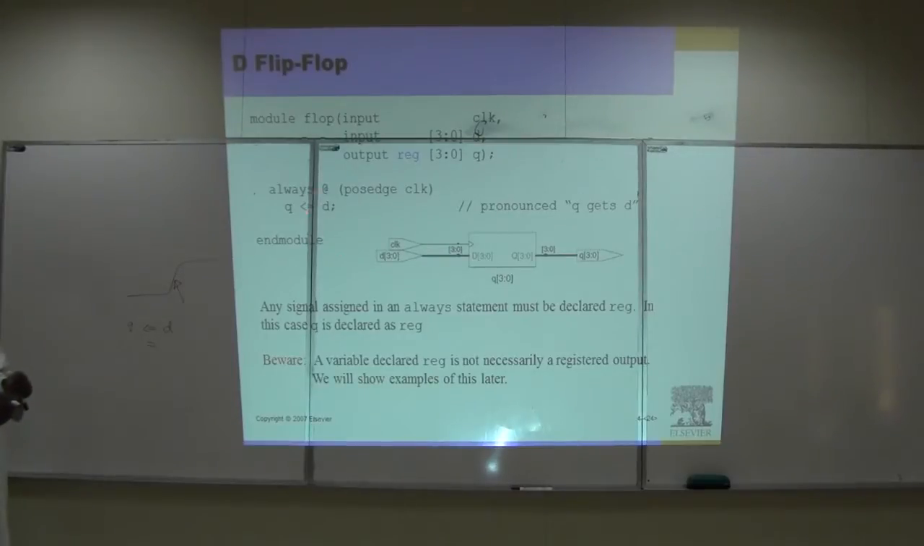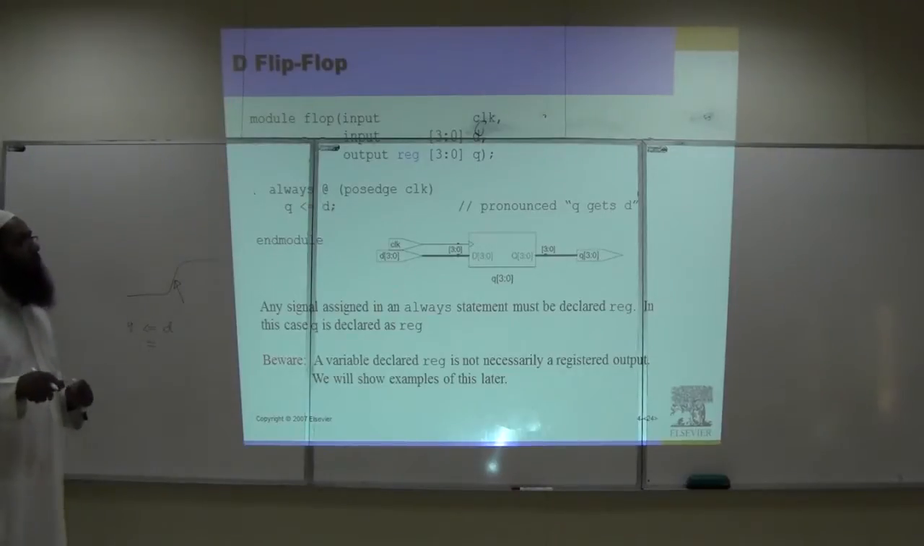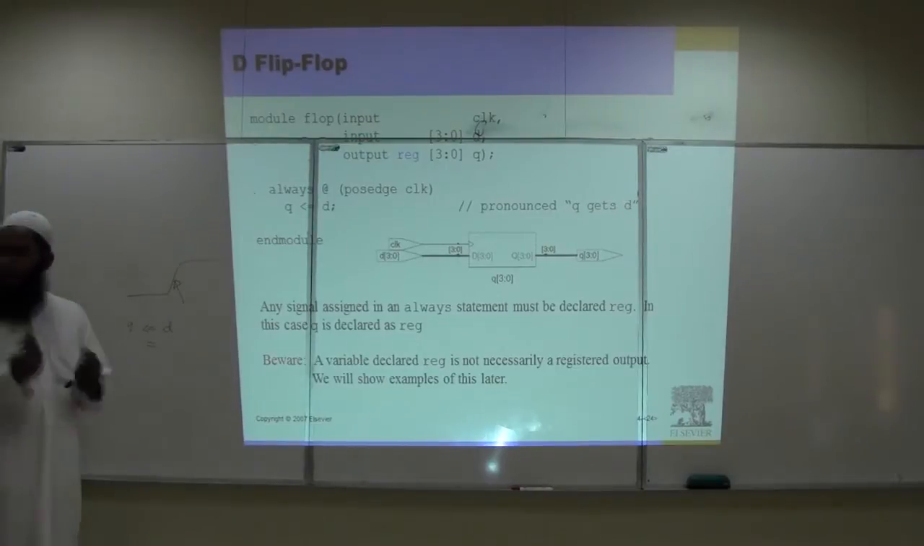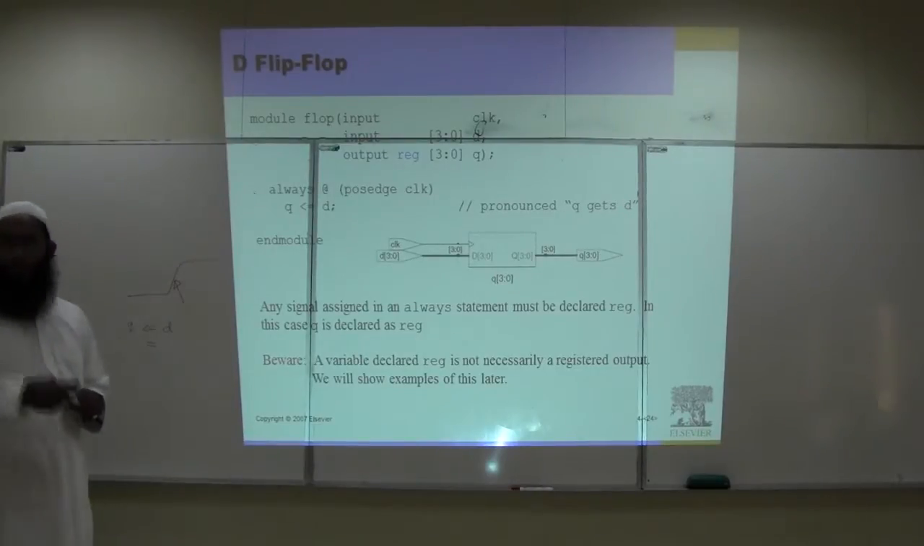Now, know that Q is assigned the value D. Here you can see the comment: Q gets D. How do you read this one? Q gets D. Q receives the value D.